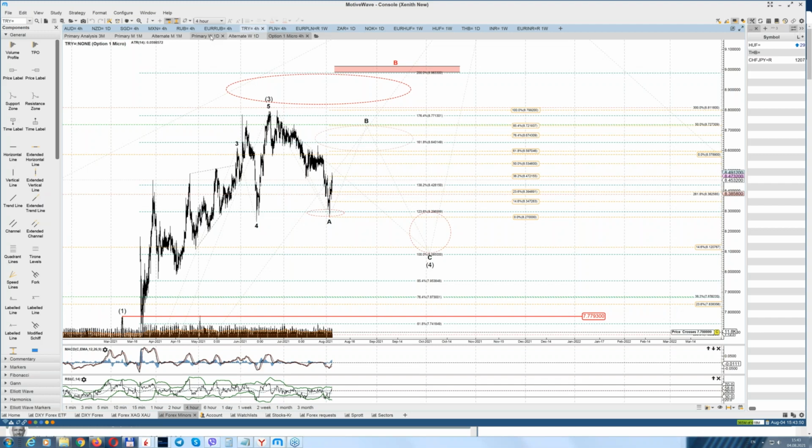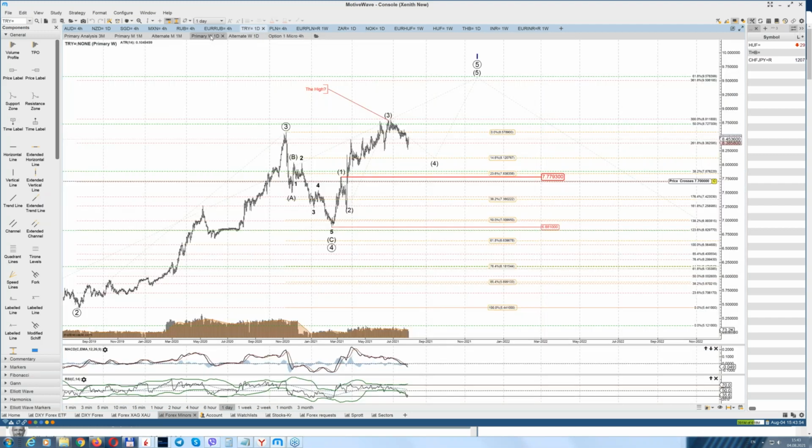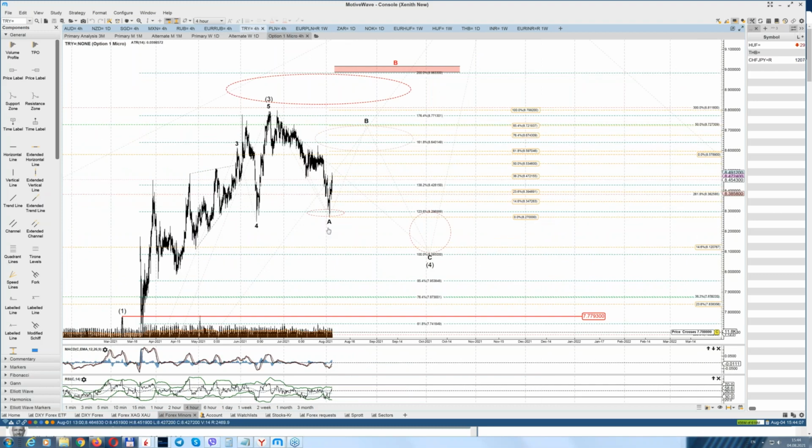Turkish lira. The count of large degree supposes the fourth wave for this pullback. Ultimate extension for this count is 9.4 region, my old target. Now the minor scale. The pair has bounced off the ideal support projected earlier. Wave B could reach this region before the next move down, or even break above this region.